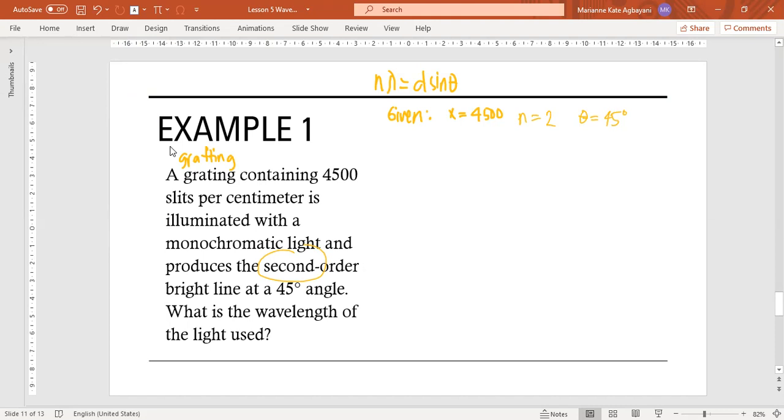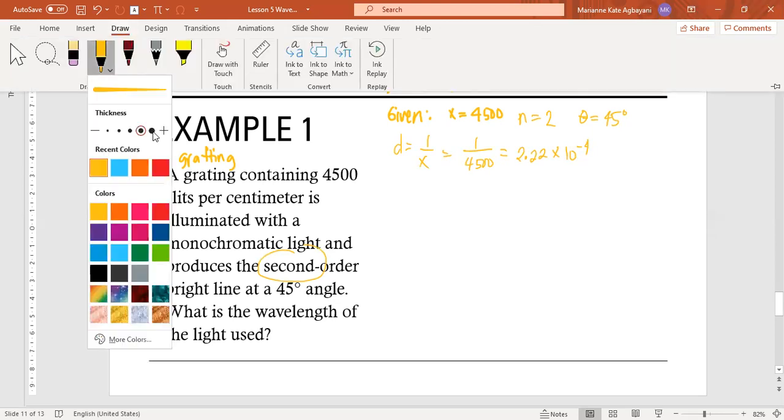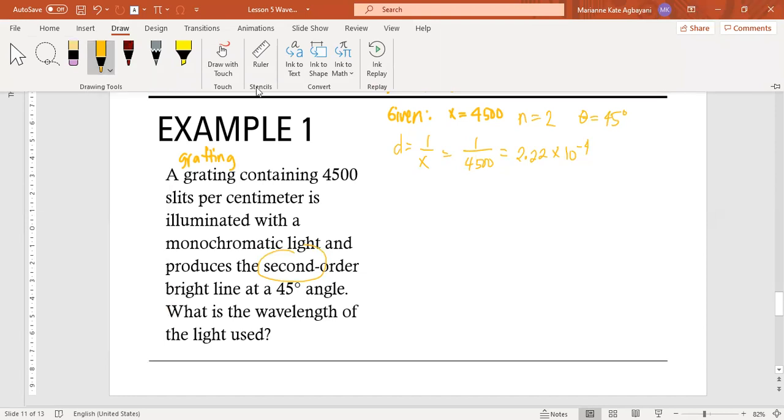Now using our formula, n lambda equals d sine theta. Take note that d is equal to 1 over x. So we have 1 over 4,500, which, approximated to two decimal places, is 2.22 times 10 to the negative 4. That is our given. Wait lang. Okay.